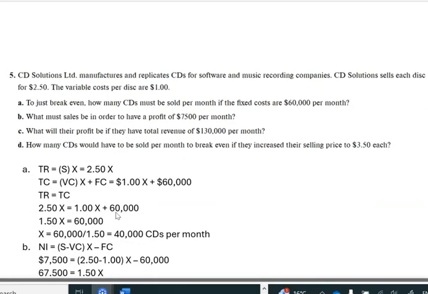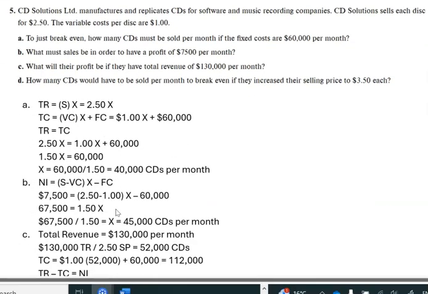All right, now let's sell some CDs. Okay. So CD Solutions Limited manufactures and replicates CDs for software and music recording companies. CD Solutions sells each disc for $2.50, so there's our selling price, and a variable cost per disc of $1. Just to break even, how many CDs must be sold per month if the fixed cost is $60,000 per month?